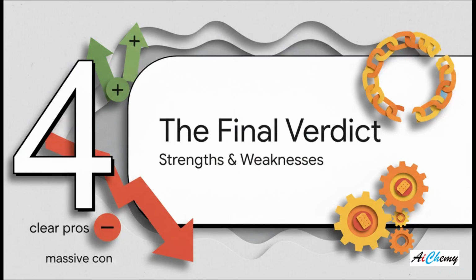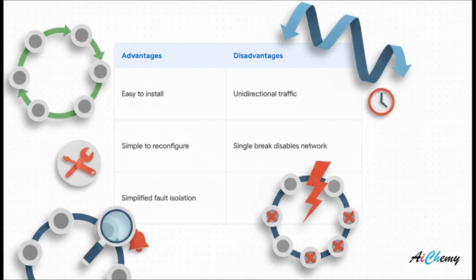So let's get to the final verdict and see how this all balances out, because we've got some very clear pros, one massive con, and thankfully, some very clever solutions. So on the plus side, our source notes that a ring is pretty easy to install. If you want to add a new device, you only have to change 2 connections. And finding a problem is simplified too. If a device stops getting a signal, it knows the problem has to be with its immediate neighbor and can sound an alarm. But on the downside, that one-way traffic can create delays. And of course, there's the big one. A single break brings the whole network down.